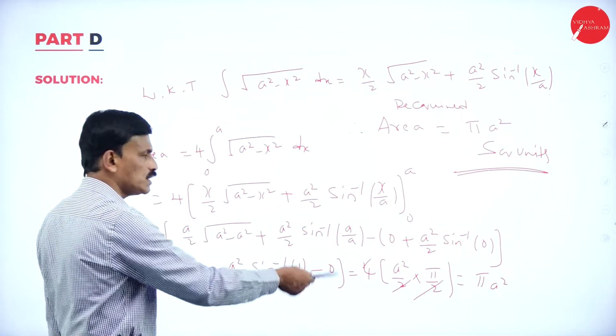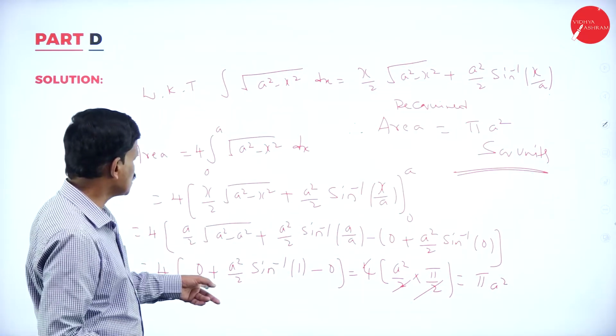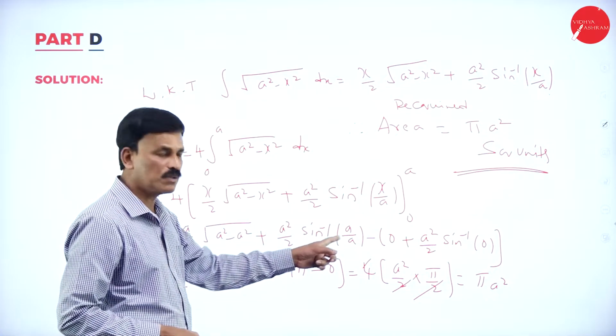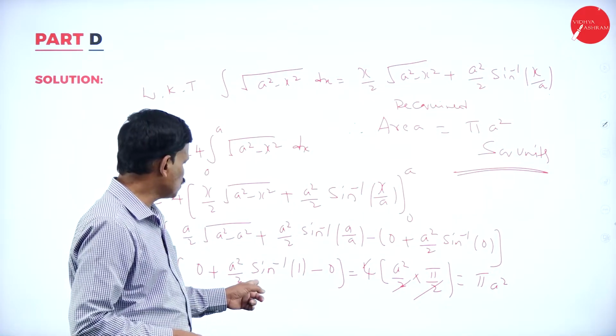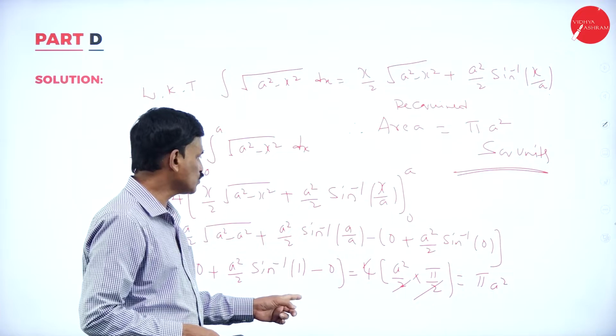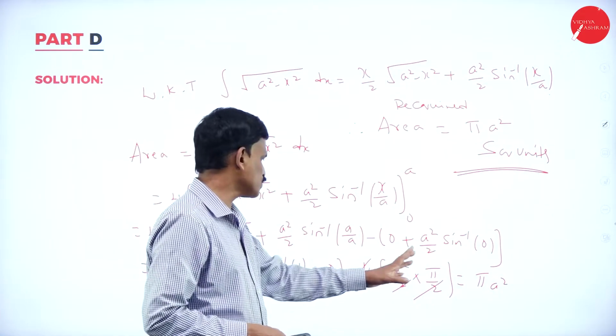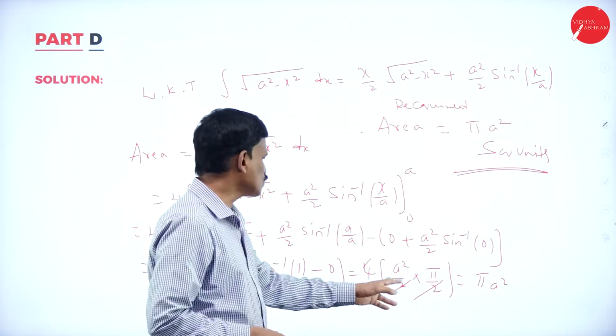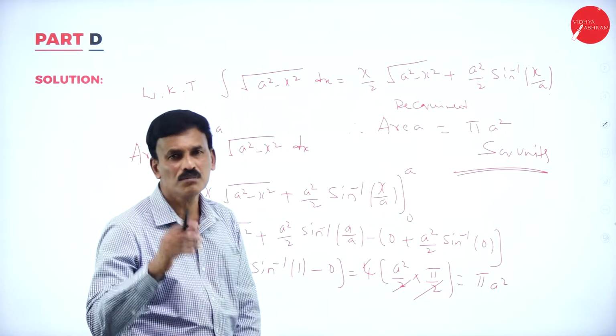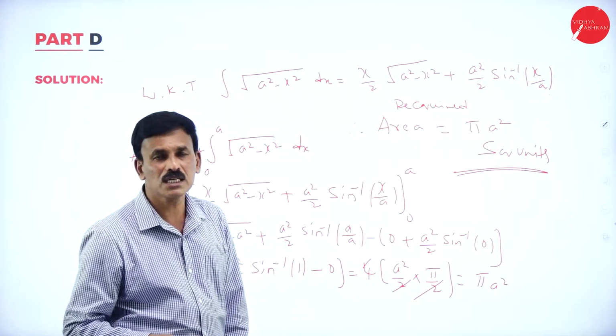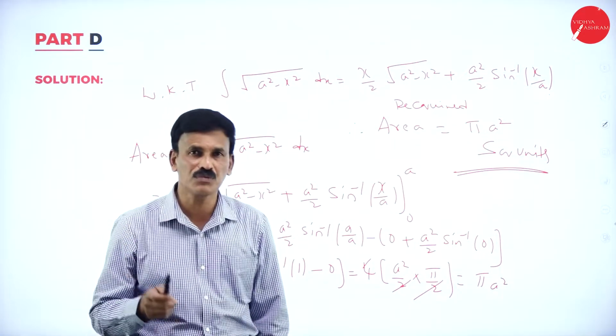Just apply the upper limit and lower limit. So, this gets cancelled, 0. Sine inverse of 1 is pi by 2, a square by 2, pi by 2, a square by 2 into sine inverse of 1 is pi by 2. The remaining things get cancelled, 2 to the 4 gets cancelled. That is equal to pi into a square, which is the area of the circle. That is it. Hope you followed.